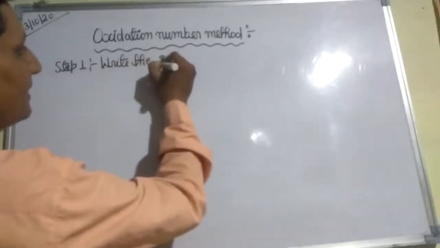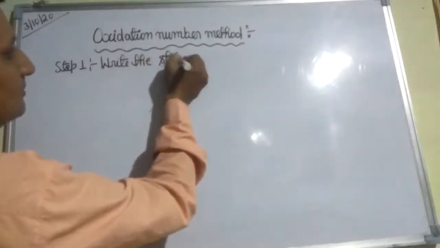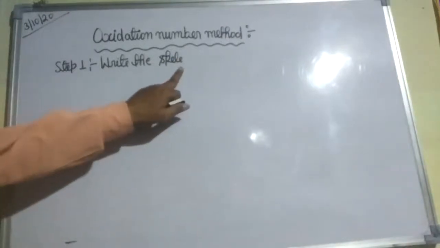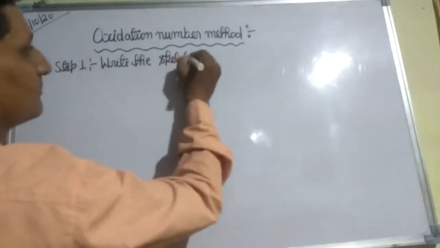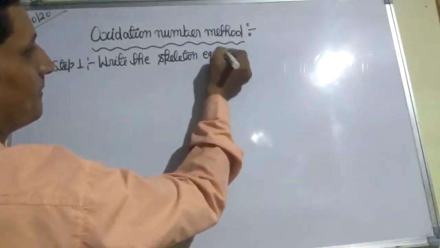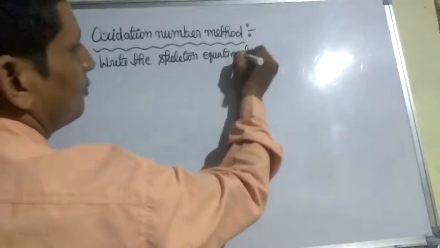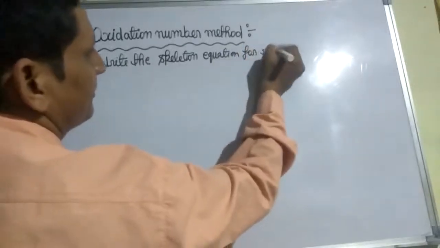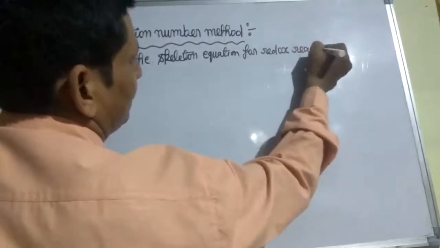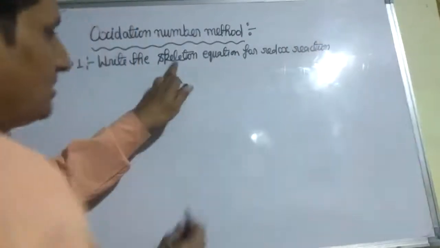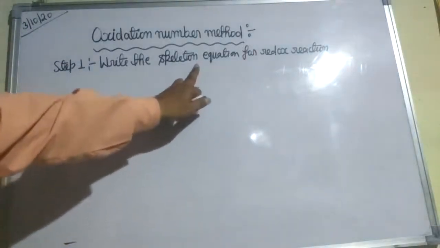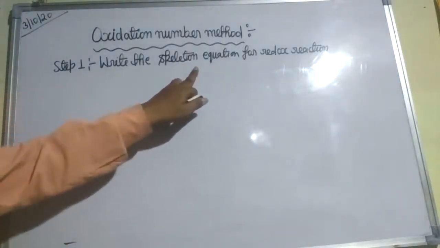Write the skeleton equation, or unbalanced equation, for the redox reaction.